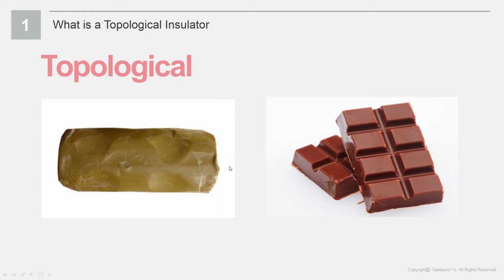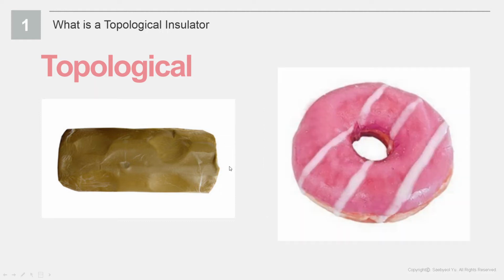Then, can you make a donut shape by using clay? That's impossible. In terms of topology, these two objects are considered the different topology. In short, you can think of it as topologically different depending on the number of holes. It is very important.